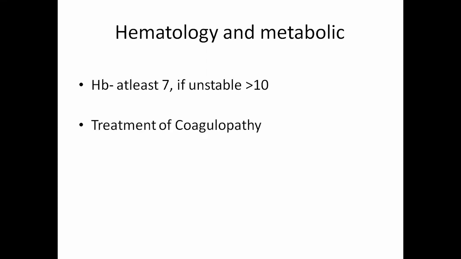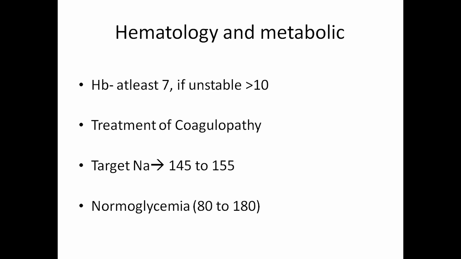And hematological and metabolic wise, what do you want to do in raised ICP control? Euglycemia, sir. Yeah, euglycemia. Electrolytes. Target sodium between 145 to 155, sir. Excellent. And hematologically, the target of Hb should be at least 7. And if the child is very unstable and on the verge of herniating, you can even target more than 10. And you treat the coagulopathy because this child can bleed further. You need to correct coagulopathy, target sodium, and maintain normoglycemia, 80 to 180.